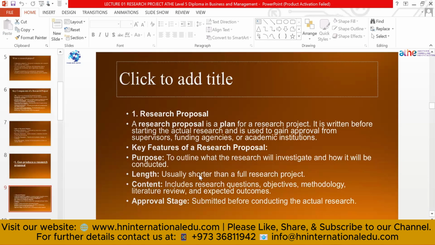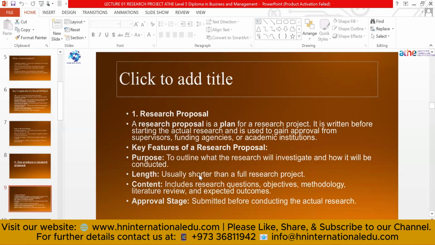It does happen. Now, the project proposal features. First is the purpose, the reason: to outline what the research will investigate and how it will be conducted. That is why you're doing it, who will benefit from it, and how you're going to do it. You need to be very sure about it. Then the length, usually shorter than a full research project, that is a thesis, because it's a summary version. Content includes research questions. The questions, the gaps, a mandatory part. The main part is the hypothesis or questions or gap.